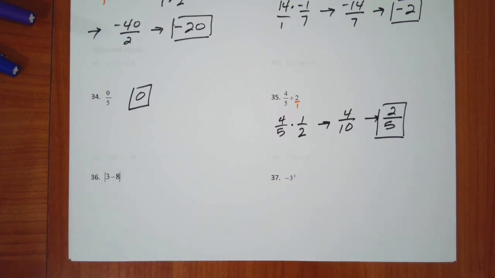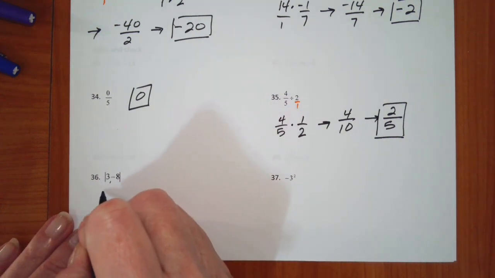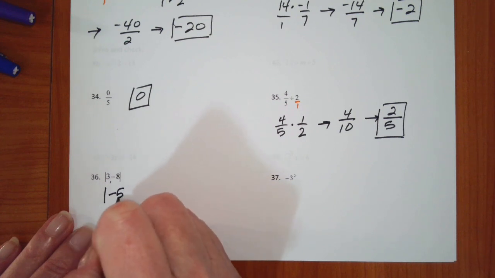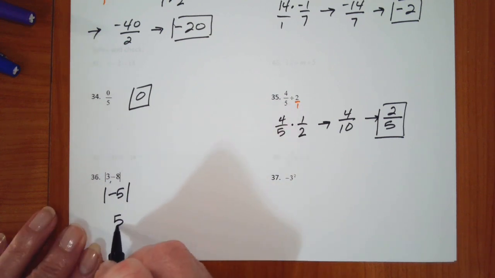If I have the absolute value of 3 minus 8, absolute value signs are grouping symbols, so I have to do what's inside first. So 3 minus 8 gives me the absolute value of negative 5, which is 5.